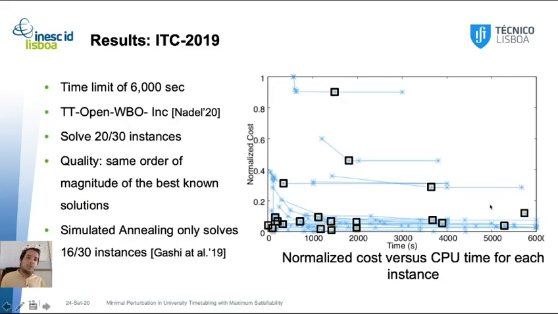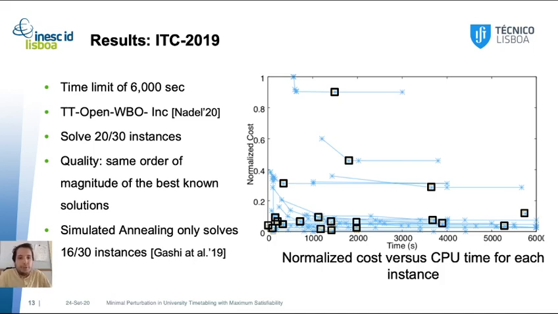So, the results. We run everything with a time limit of 6000 seconds. More than that is unnecessary as the solution stops improving after that. We use the TT-Open-WBO-Inc SAT solver that won the weighted incomplete track of the MaxSAT evaluation of this year.